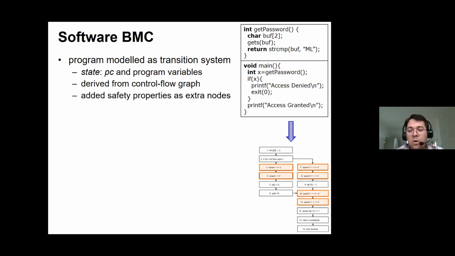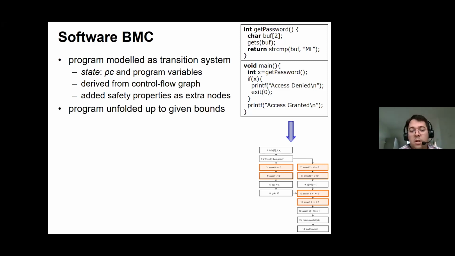When you build that control flow graph, you can automatically instrument it with language-specific properties, like, for example, array out of bounds, division by zero, and arithmetic overflow. And then you add those safety properties as extra nodes to the control flow graph.